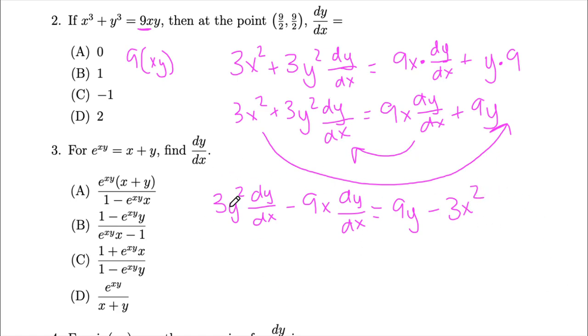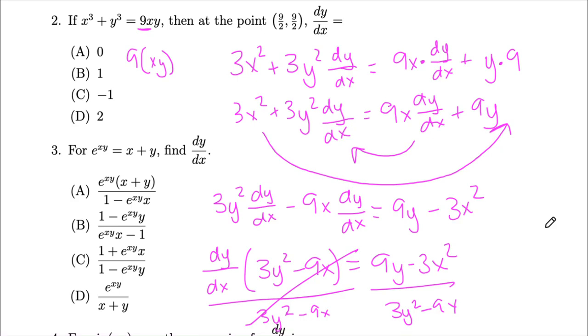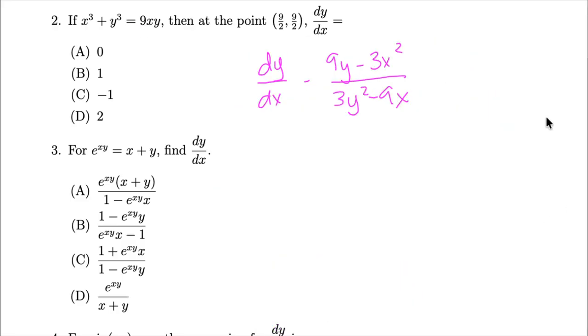All right, now I'm going to go ahead and factor out my GCF of dy/dx on the left-hand side. So that would give me dy/dx times the quantity 3y squared minus 9x is equal to 9y minus 3x squared. All right, now I'm going to go ahead and divide by this on both sides. 3y squared minus 9x is going to cancel out. And now I have my dy/dx equation. So let me just clear the screen and then we'll continue on.